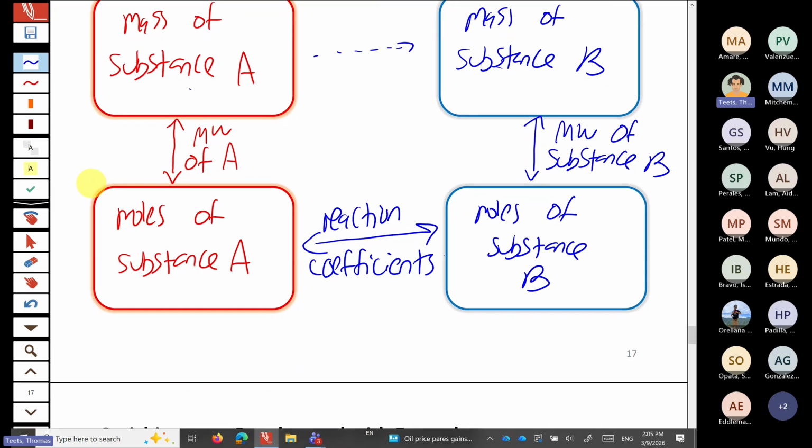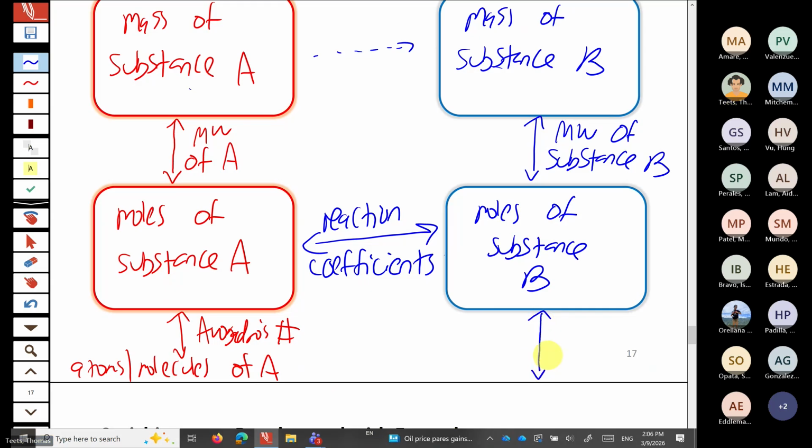Just as a little bit of an aside, you can sometimes also have problems where you're going to use Avogadro's number to convert from moles into the number of atoms or molecules. Not very practical in most settings, but something we could ask you to do now that we know the definition of moles. So these are other mole conversions that could be involved as well. And similarly with substance B.